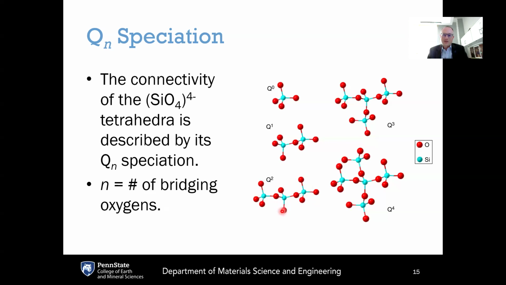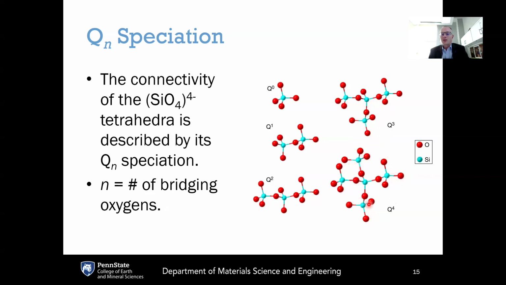And now look at this. This no longer satisfies Zachariasen's rules, right? Because Zachariasen said at least 3 corners must be shared, because we need to build up a random network in 3 dimensions. If you only have two corners shared in this Q2 unit, then this is just going to form a long chain, and this would be unable to build a stable 3-dimensional network. So if you want a stable glass network that satisfies Zachariasen's rules, it needs to be composed of some combination of Q3 units and Q4 units.